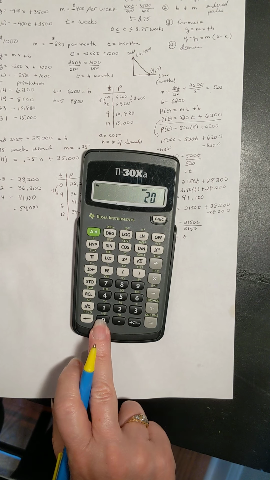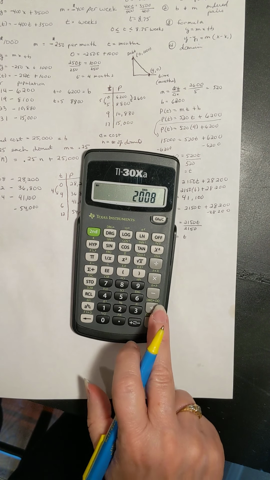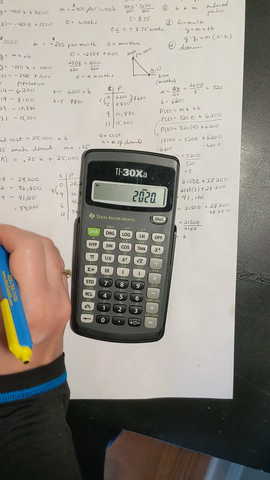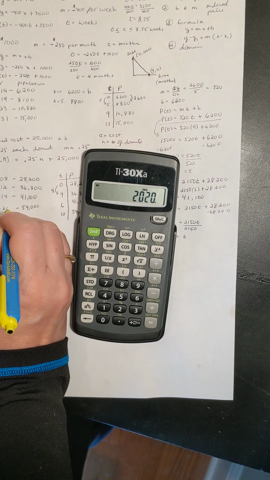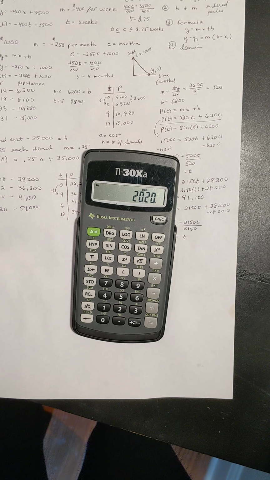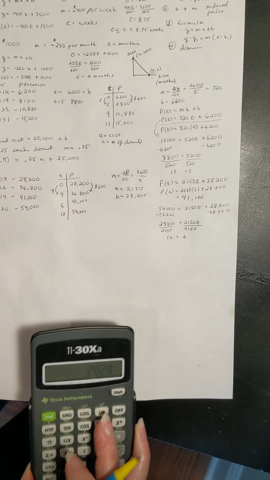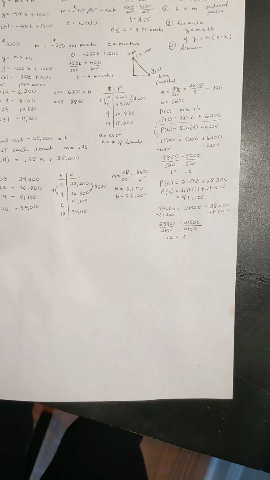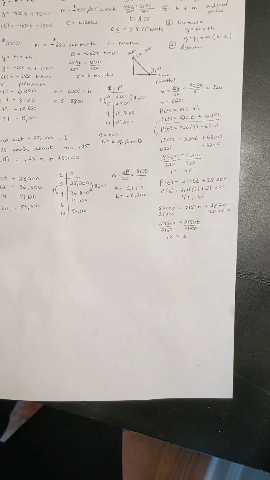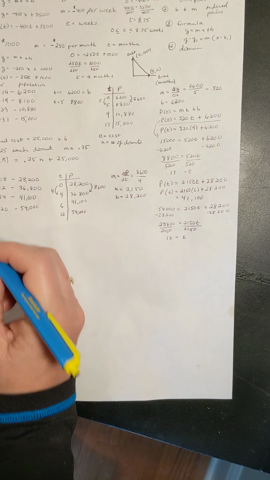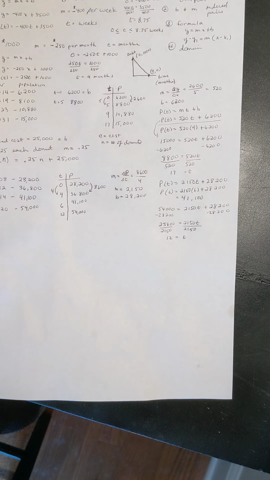So 2008 plus 12 is equal to 2020. So this would be the year that the population would grow to 54,000. All right? Now, the next type of problem that we're going to use is going to be one where it makes it easier if I draw a diagram.